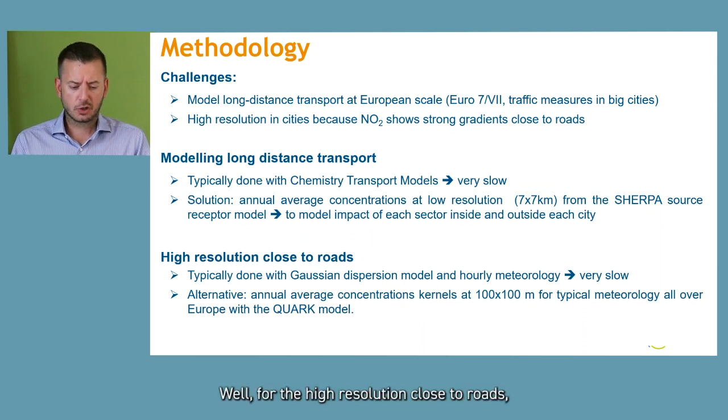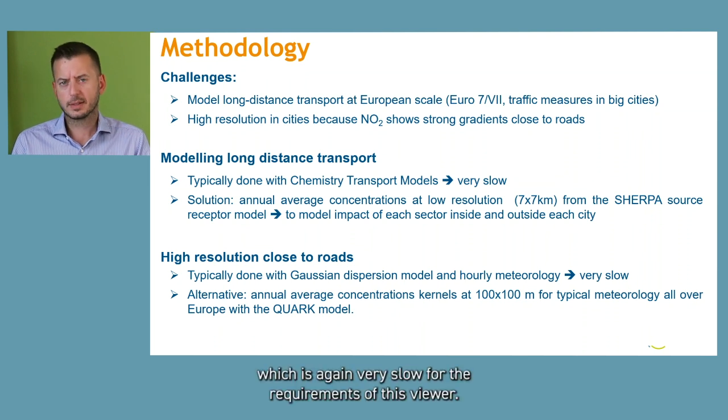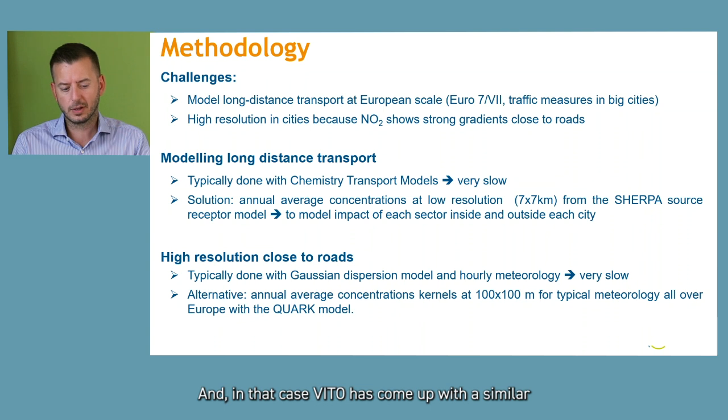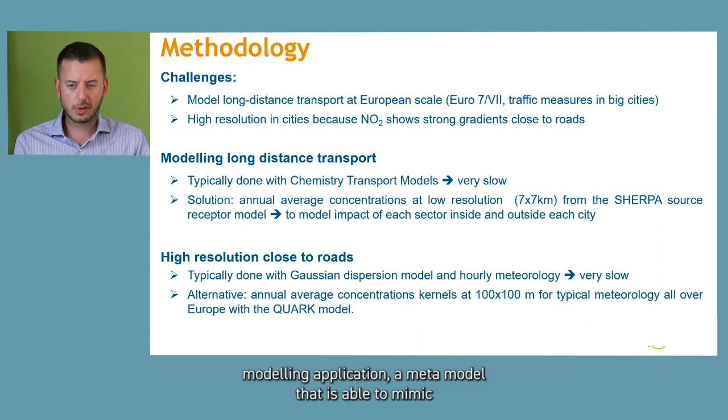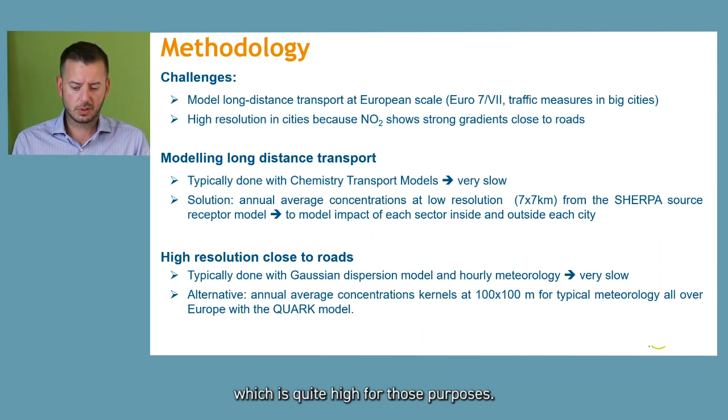While for the high resolution close to roads, typically what we use is a Gaussian dispersion model, which is again very slow for the requirements of this viewer. And in that case, VITO has come up with a similar modeling application, a metamodel that is able to mimic all the physics of a Gaussian dispersion process at a very high resolution of 100 by 100 meters, which is quite high for those purposes.